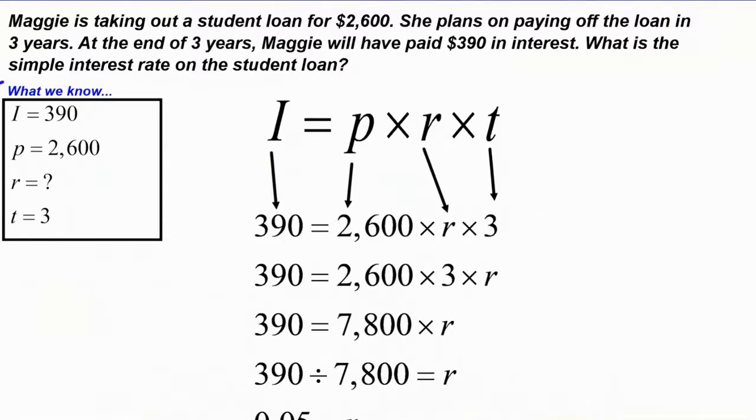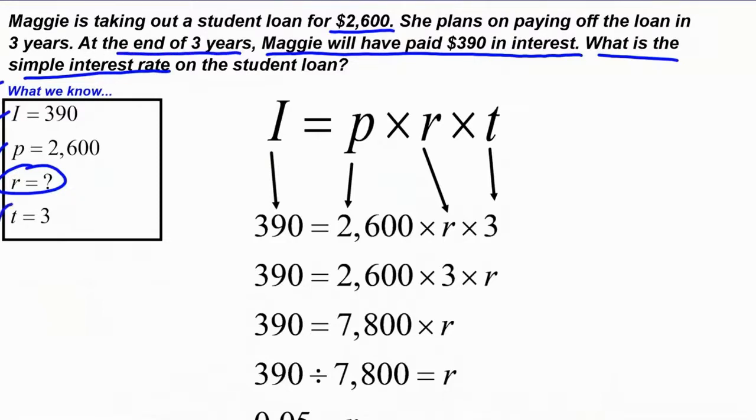Do I know how much interest she's going to pay? Actually, we do. It says it right here. Maggie will have paid $390 in interest. So the interest is $390. The original loan was $2,600, so that's our principal. What is the simple interest rate? We don't actually know the rate. We don't know the percent that she was charged. So that's what's missing. And the time was 3 years, at the end of 3 years. So we know everything except the rate.